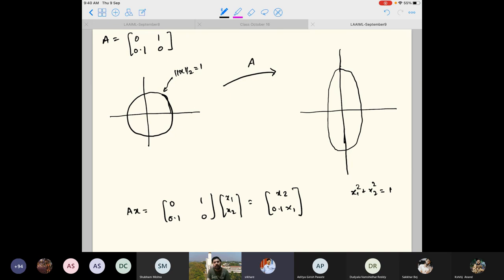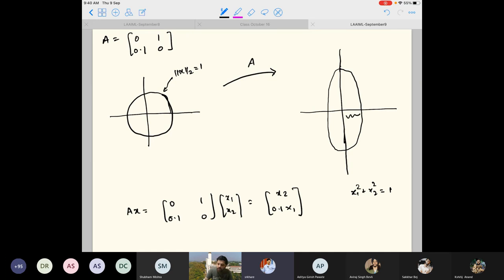Will you get an ellipse like this? Am I right? Yes, sir. The major axis is 10 times the minor axis. This is the ellipse that I will get, right? And the major axis is along the y-axis and the minor axis of this ellipse is along the x-axis. That is how it is going to work.